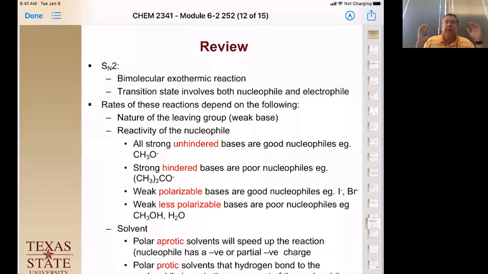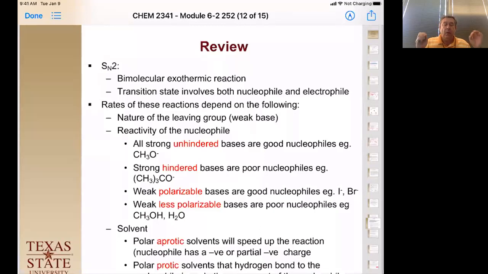So in reactivity, strong unhindered bases are good nucleophiles. What I mean by that is like methanol and ethanol, the salts of those, because they have very little steric demand and they can act as a nucleophile, okay? If you have a big bulky one, remember, it can't get close enough to the substrate to start forming that bond, and therefore it acts as a base. We're going to see that in chapter 7 when we talk about elimination reactions. So they make very poor nucleophiles, and we don't typically use them as nucleophiles. We'll use them as a base in chapter 7.